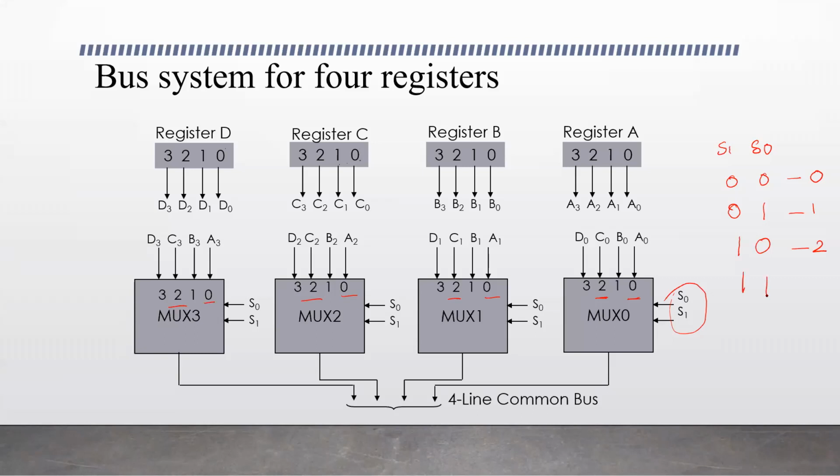And if the selection inputs S1 and S0 are 1 and 1, multiplexer input 3 gets selected and directed, and input 3 is register D. Register D is connected to multiplexer input 3. So the content of register D will be transferred to the destination register. This way we can have a common bus system that can carry information from different source registers to destination registers.